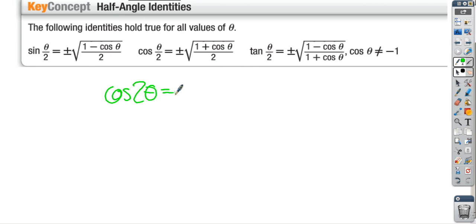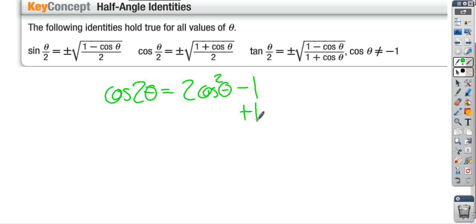So remember, cosine of 2 theta is equal to this. One of the versions of it is equal to 2 cos squared minus 1. Let's actually solve that for cosine. So this is equal to 2 times the cosine squared of theta.